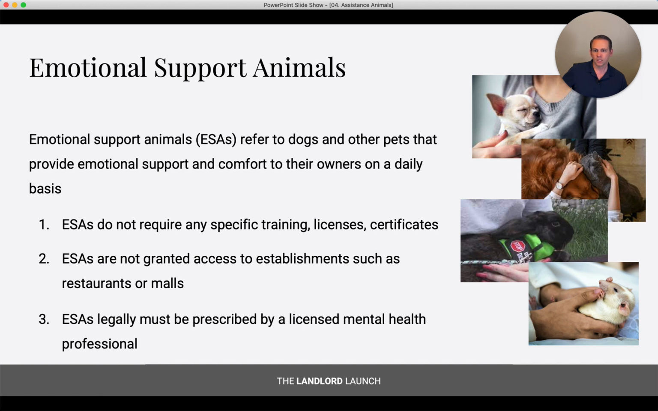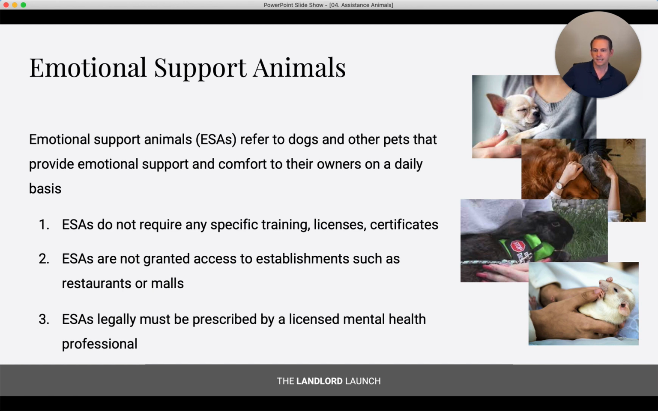That's more along the lines of what an emotional support animal does, but the emotional support animal enjoys more protections than your therapy dogs or therapy animals do. Few things. The ESAs do not require any specific training, any licenses, any certificates, certifications, any of that stuff. They just have to be prescribed.